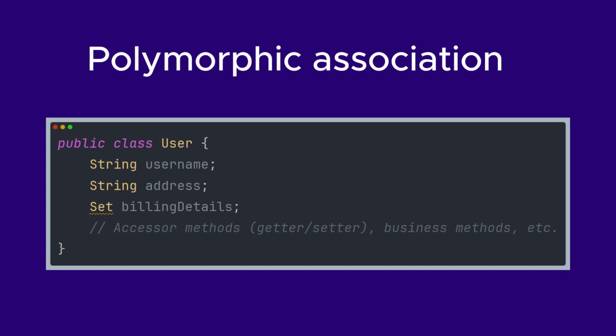It means that at runtime, a user instance may reference an instance of any of the subclasses of billing details. Similarly, you want to be able to write polymorphic queries that refer to the billing details class and have the query return instances of its subclasses.